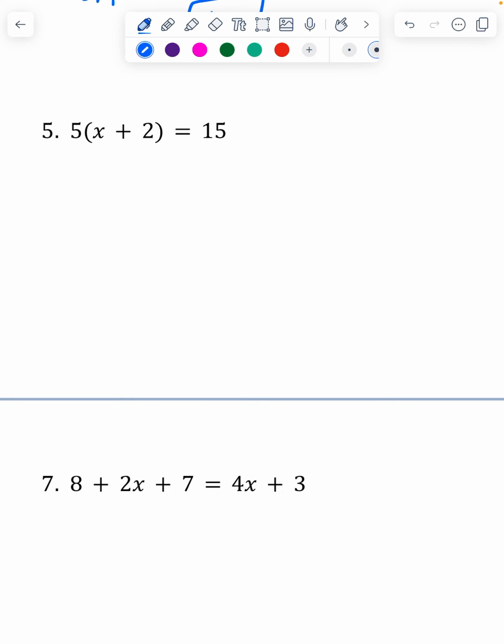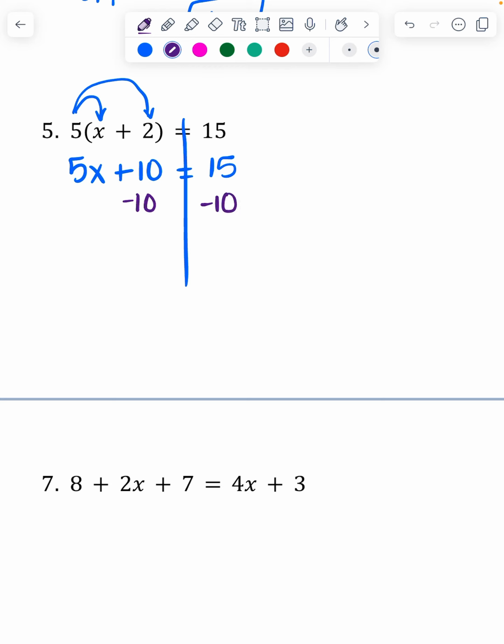Okay, for this one, we want to distribute the 5 into the parentheses because that's the distributive property, and we're going to do that first. So 5 times x is 5x. 5 times 2 is 10. That's equal to 15. Then we're going to use our inverse operations. The inverse of positive 10 is negative 10, or minus 10.